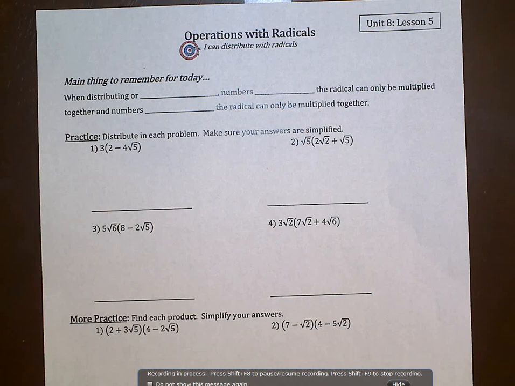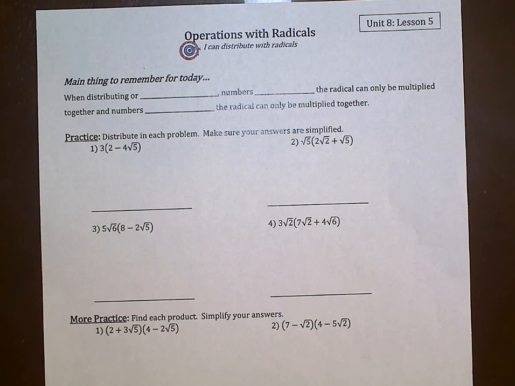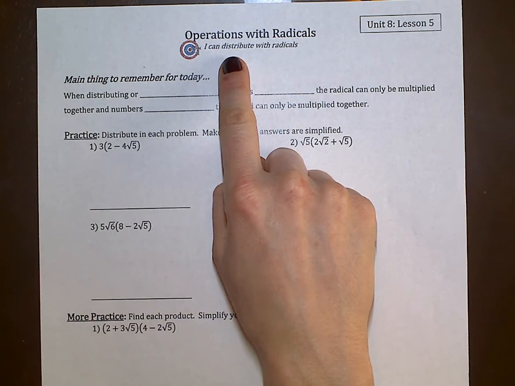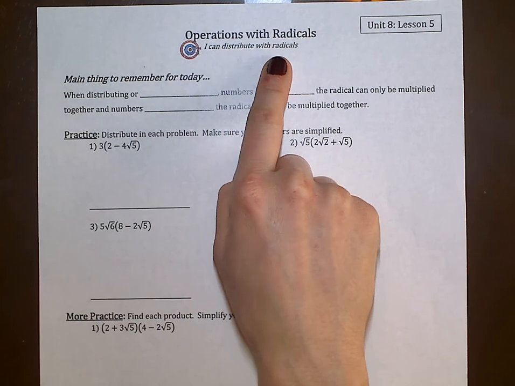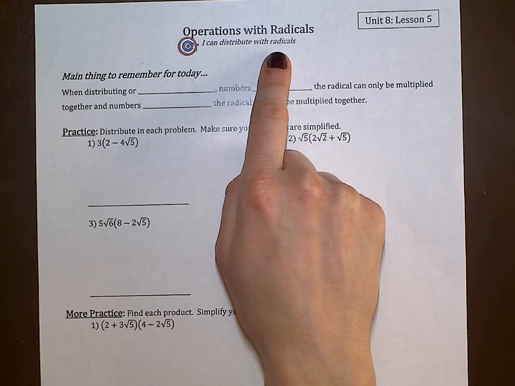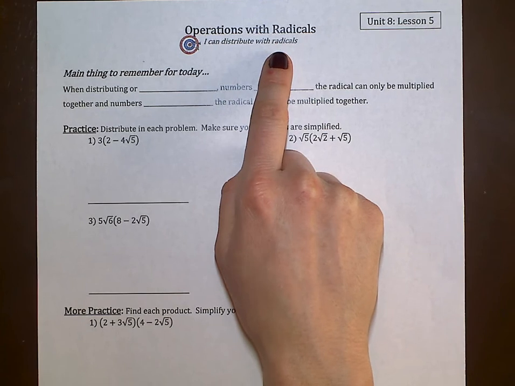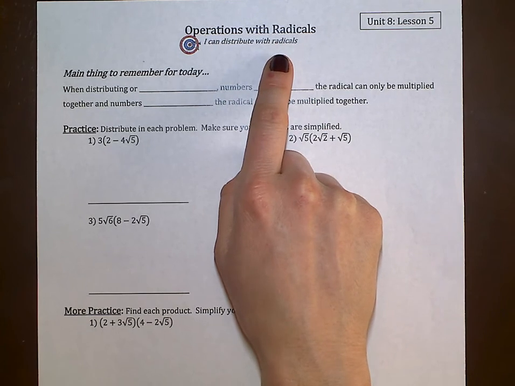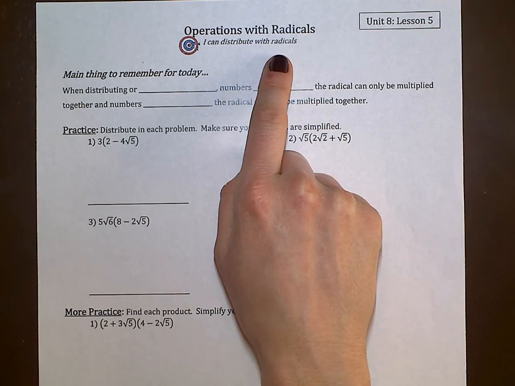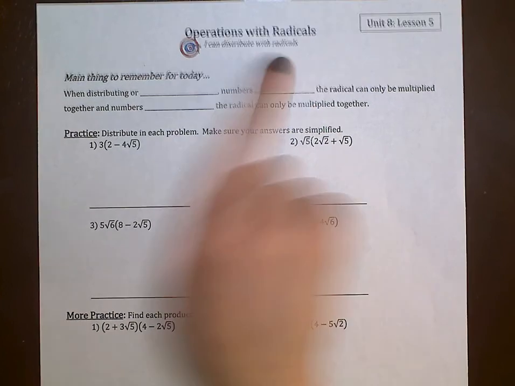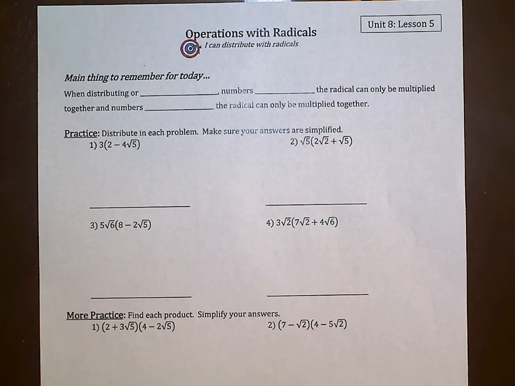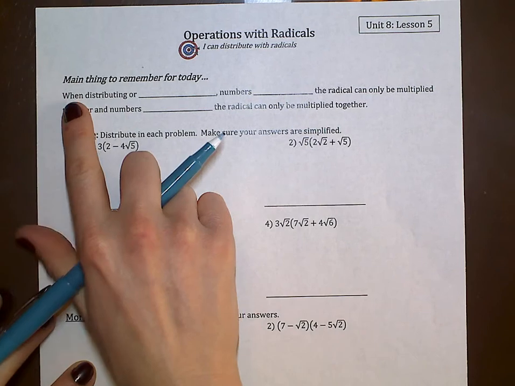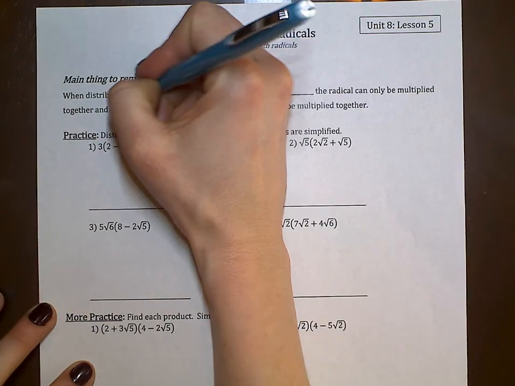We will be talking about operations with radicals today, and the main thing that you should be able to do after watching this lesson and practicing this stuff is distributing radicals. You guys all know how to distribute. This is that same idea, it's just for square roots, and you've got to remember how to use all those properties to multiply different things. So there's one main thing to remember for today, and that's when you're distributing, which is just multiplying.